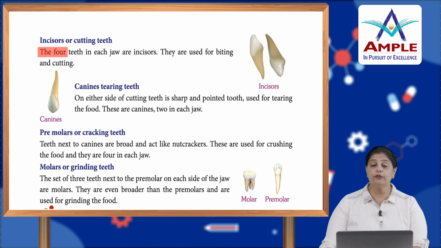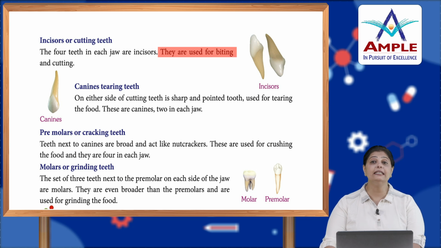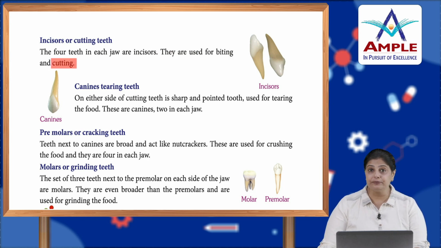The 4 teeth in each jaw are incisors. Now look at the way the incisors look. If you look at the diagram here, you will know where they are found. You can look at yourself in the mirror and figure out where your incisors are. They are used for biting or cutting.